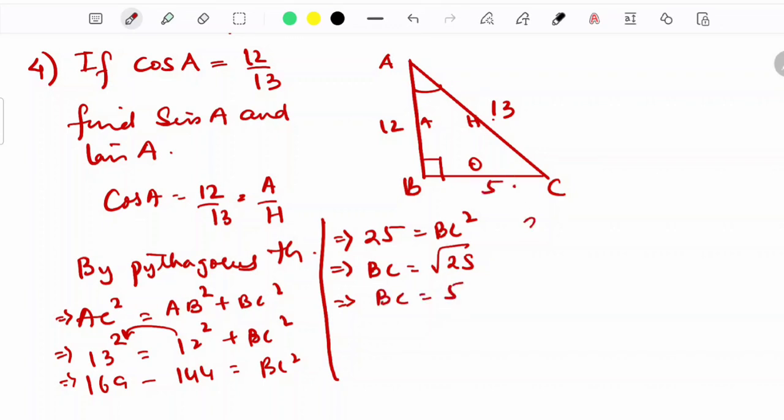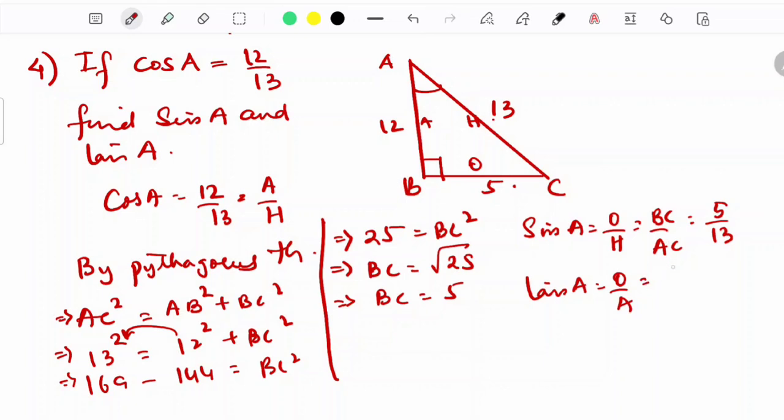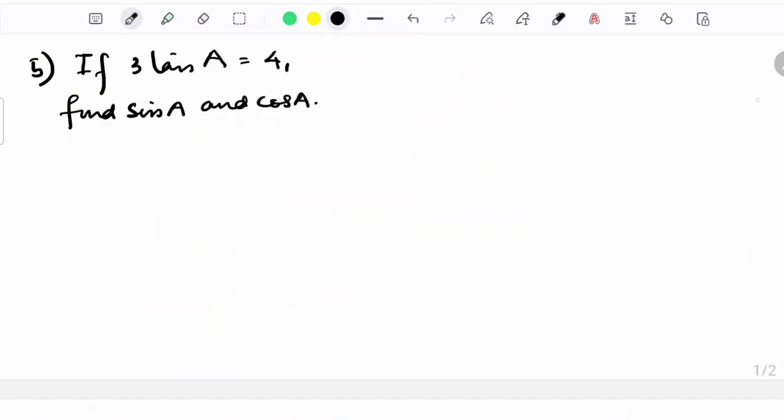Now I have to find out sin A. Sine is opposite over hypotenuse. For angle A, opposite is BC and hypotenuse is AC. So it will be 5 over 13. For tan A, tan is given as opposite over adjacent. Opposite is side BC and adjacent is AB. So it will be 5 over 12. This is the answer we get.